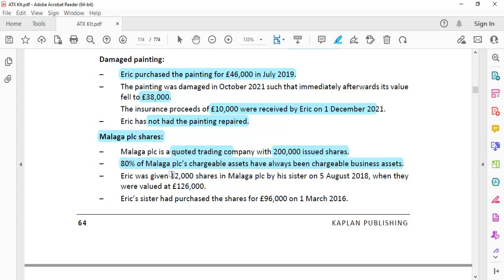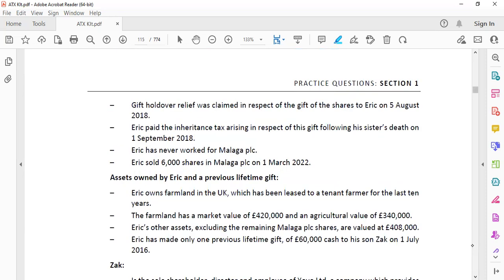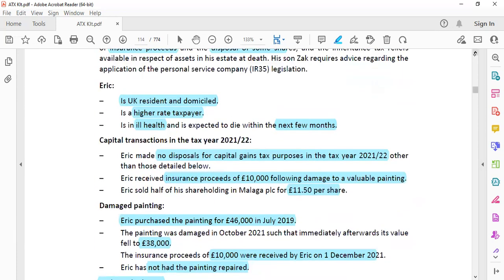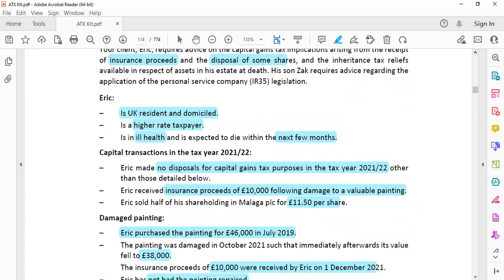Eric was given 12,000 shares in Malaga PLC by his sister on 5th August when they were valued at 126,000. So Eric received these shares from her sister as a gift. Eric's sister had purchased the shares for 96,000 on 1st March. Gift holdover relief was claimed against this on 5th August 2018. Eric paid the IHT arising on the gift following her sister's death on 1st September. Eric had never worked for Malaga PLC. Eric sold 6,000 shares on 1st March 2022. So this is the two situation that we have to deal. Now let's apply some calculation here.